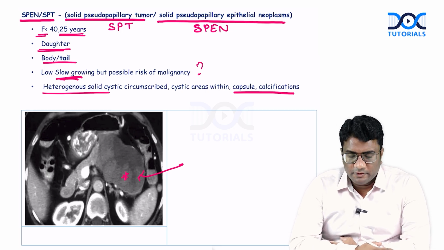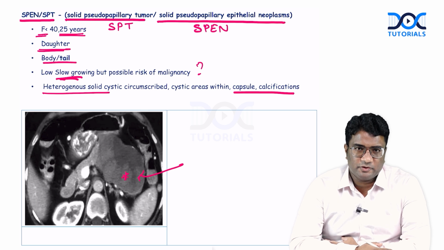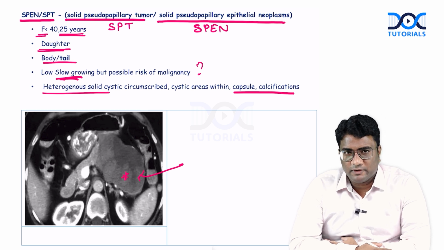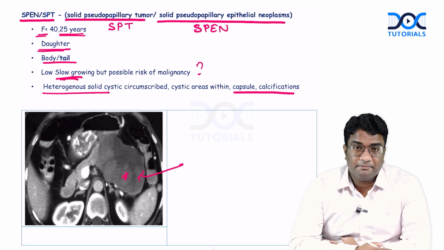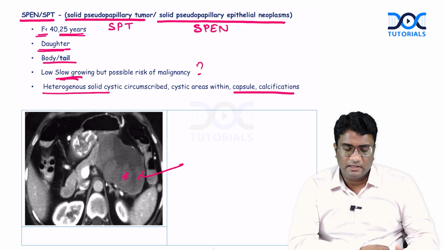This is SPEN. Risk of malignancy is highest in which type? The intraductal papillary mucinous neoplasm. Which one? Side branch or main duct type? The main duct type has more malignant potential. IPMN, main duct type, has more malignant potential. So, that is how we have different cystic lesions of the pancreas.